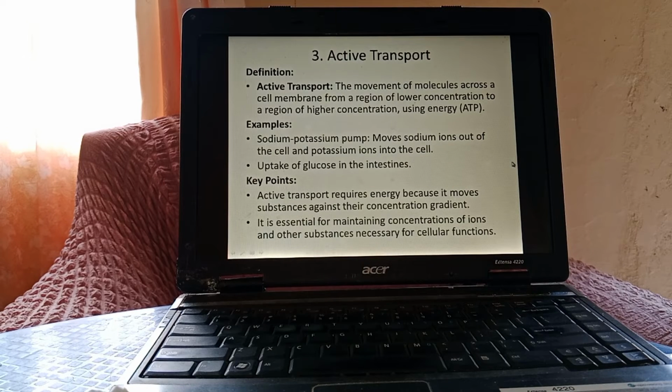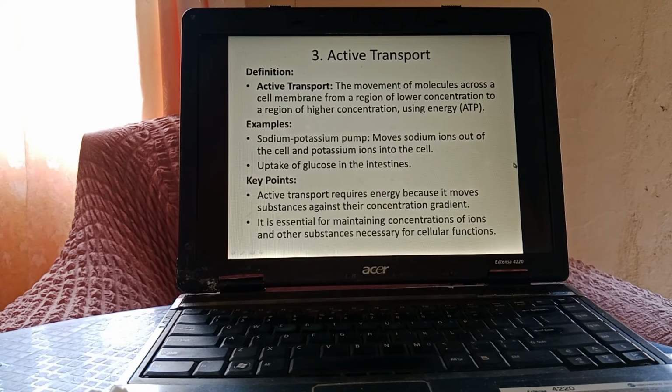Examples are the sodium-potassium pump, where sodium ions are moved out of the cell and potassium ions are moved into the cell. And the other one is uptake of glucose in the intestines. Active transport requires energy because it moves substances against a concentration gradient. It is essential for maintaining concentration of ions and other substances necessary for cellular functions.